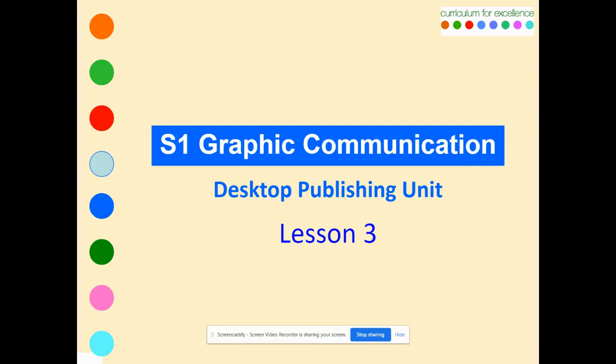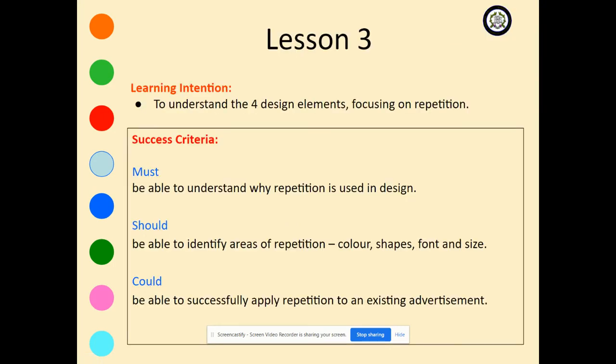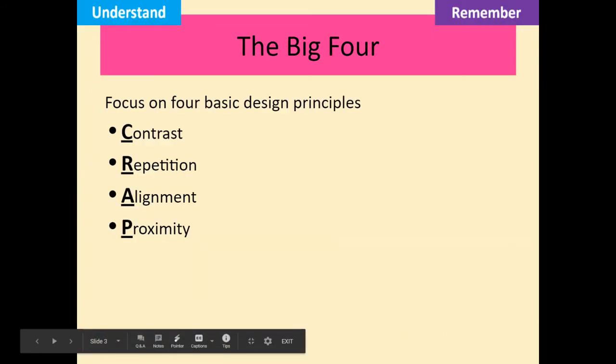This lesson will involve me talking for a little bit, not too long, and the majority of the lesson will be you carrying out an exercise task, which you should hopefully enjoy. But the learning intentions are to understand the four design elements, focusing today on repetition. The success criteria is you must be able to understand why repetition is used in design, and you should be able to identify areas of repetition such as colors, shapes, fonts, and size, and we'll look at that in more detail later. And you should be able to successfully apply repetition to an existing advertisement, which you will do.